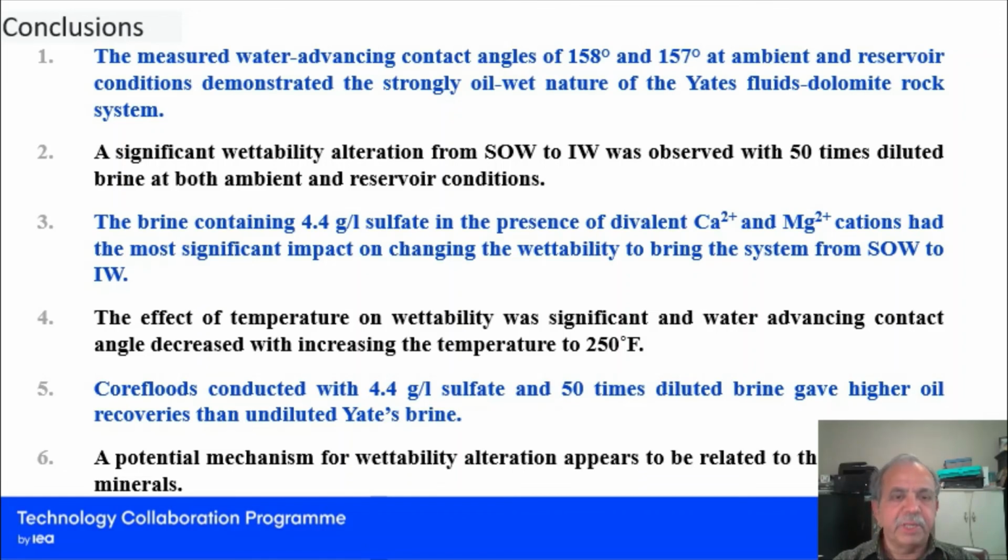Core floods conducted with 4.4 gram per liter sulfate and 50 times diluted brine both gave higher oil recoveries than undiluted H brine, as we showed. And the potential mechanism seems to be related to the isoelectric point of the rock minerals used.